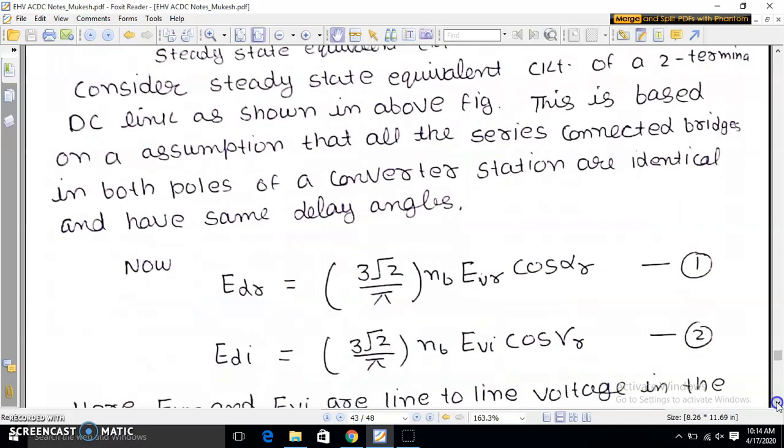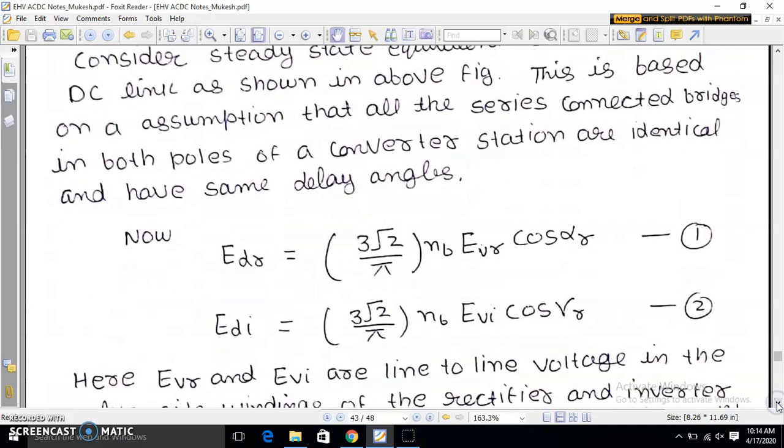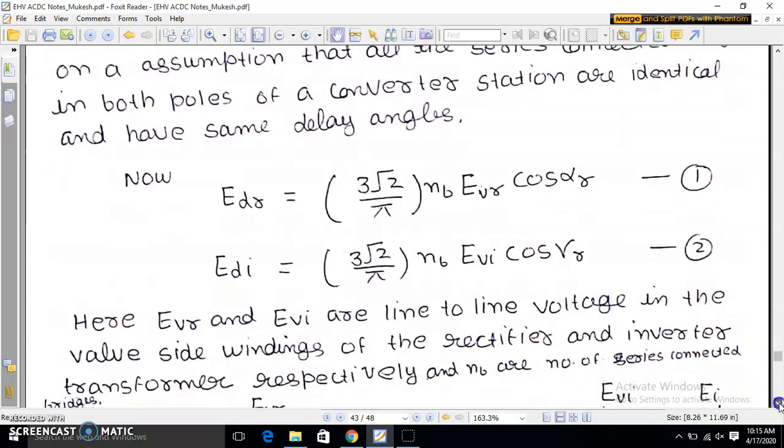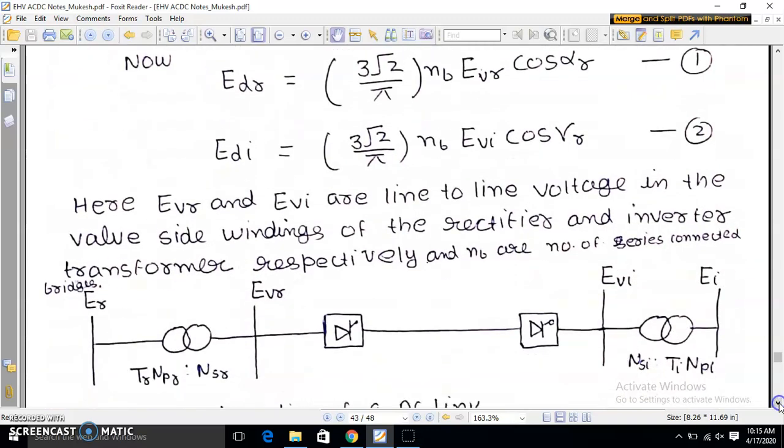Now, equation 1 gives the EDR and equation 2 gives the EDI. EDR is equal to 3 root 2 upon pi NB EVR cos alpha R. Similarly, EDI is equal to 3 root 2 upon pi NB EVI cos gamma I. Here EVR and EVI are line-to-line voltages in the valve side windings of the rectifier and inverter transformer respectively, and NB is the number of series connected bridges.